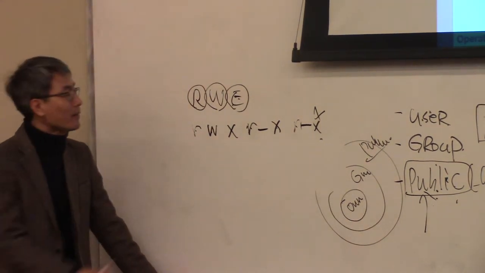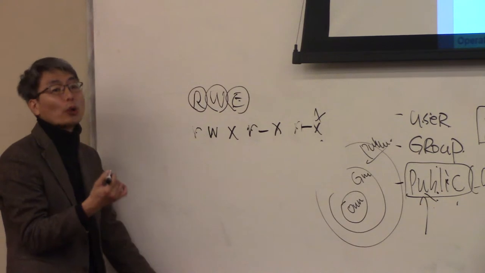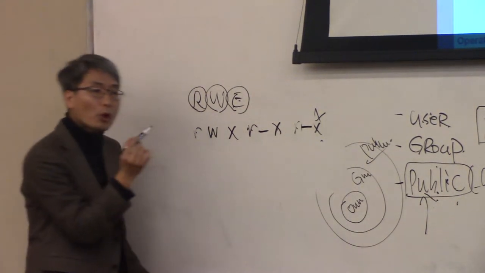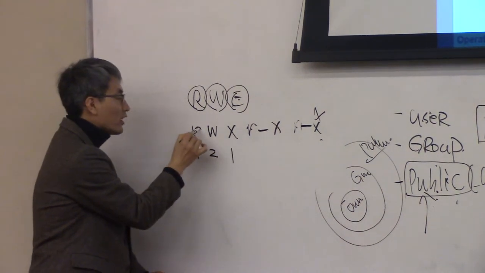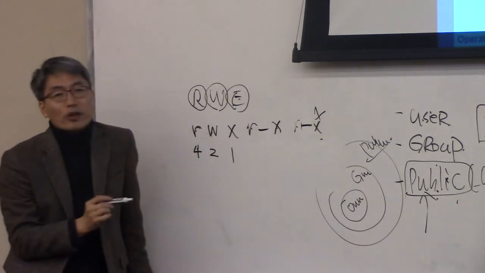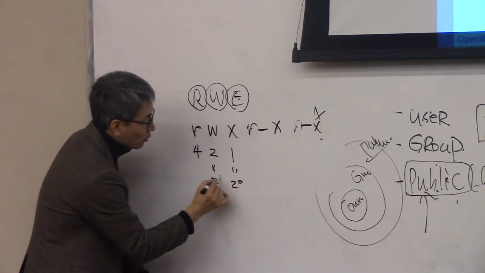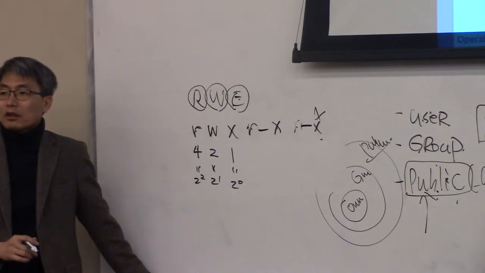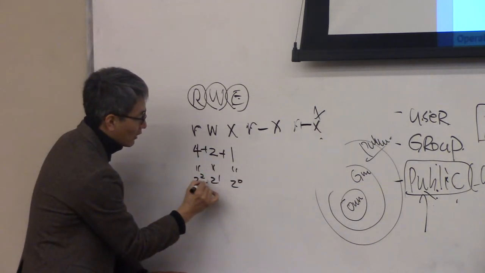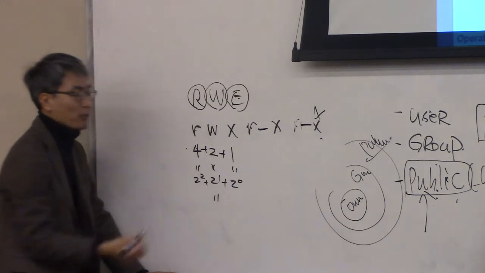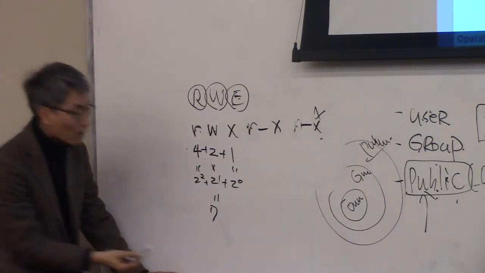Instead, the operating system understands this permission. Instead of rwx, we can use a code. So we will assign 4, 2, 1. Read is the number 4, and w is 2, and x is 1. The reason is that 2 to the power of 0, 2 to the power of 1, 2 to the power of 2. Okay? Binary code. Then add up all of this. If you add up all of this, how many? 7. So instead of rwx, we can use the 7.